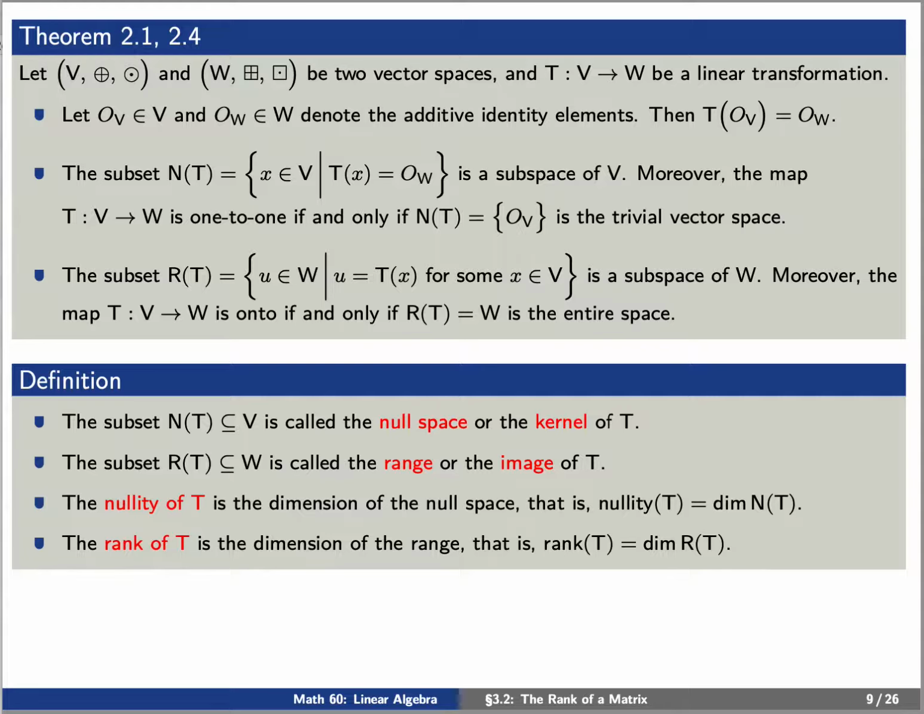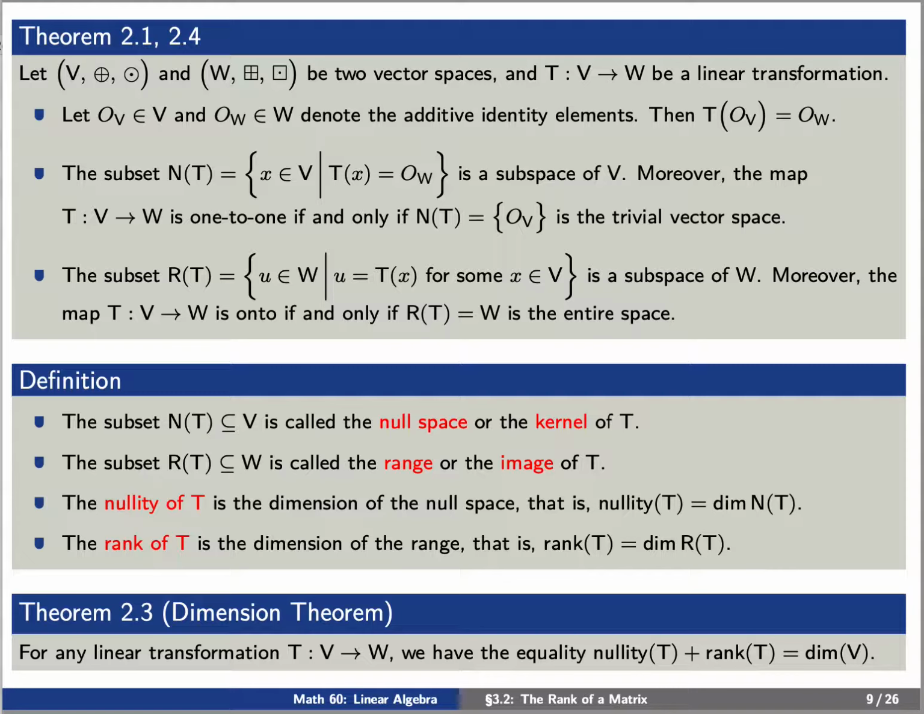The nullity of T is the dimension of the null space, and the rank of T is the dimension of the range. The dimension theorem asserts that for any linear transformation between two finite dimensional vector spaces, the nullity of T plus the rank of T is the dimension of the domain.